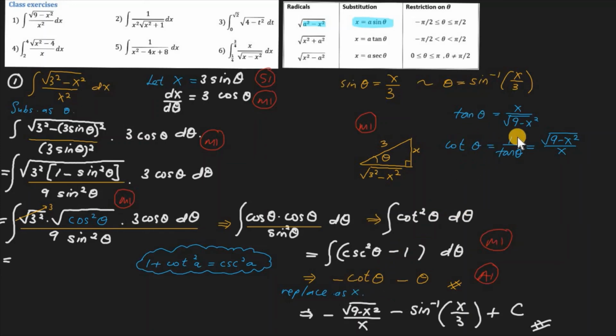To read cotangent, it is actually 1 on tangent. And tangent by definition of trig is opposite on adjacent. That's why we need that adjacent. And then cotangent is 1 over tangent, so we flip. So that is the answer for the cotangent theta. As for the theta, we can easily read from here. The theta is inverse sine of x on 3. So that is our last answer. Make sure you put it back in terms of x. This is an indefinite integral, so it carries a c there.